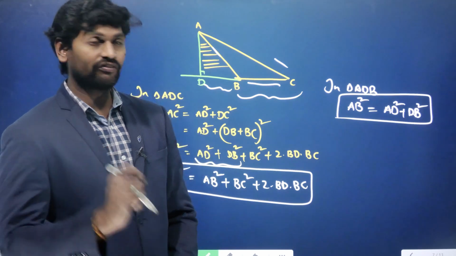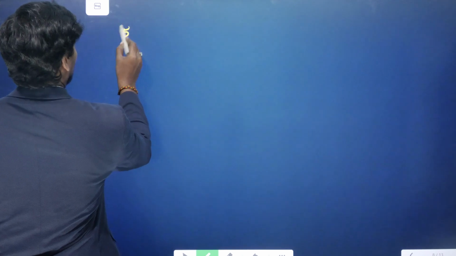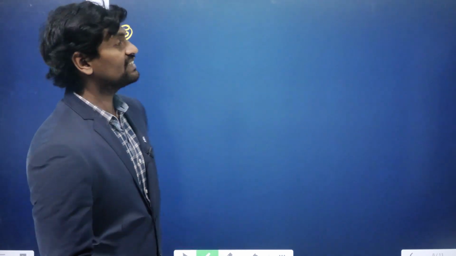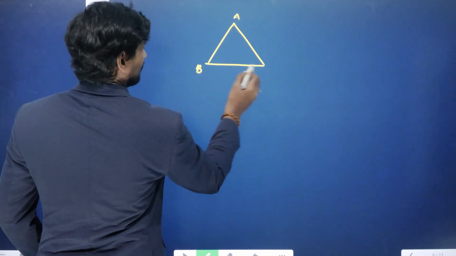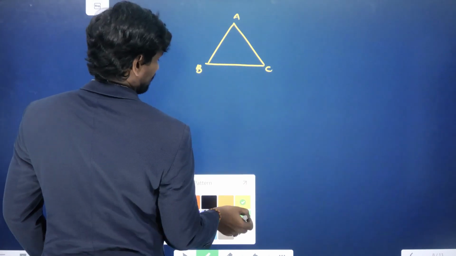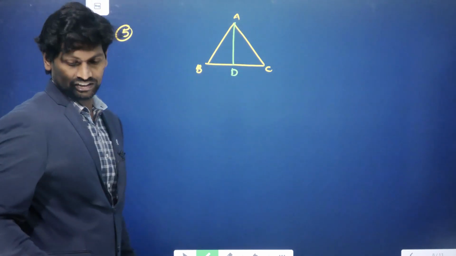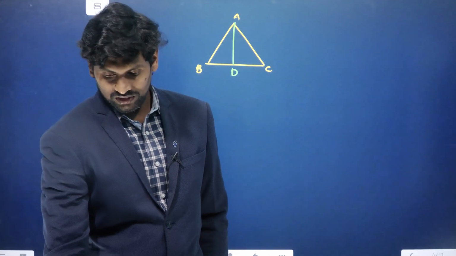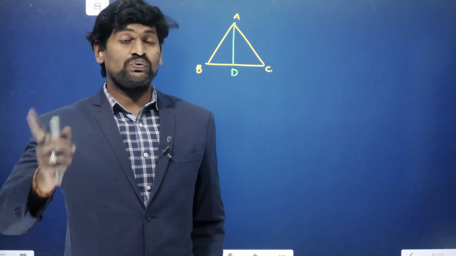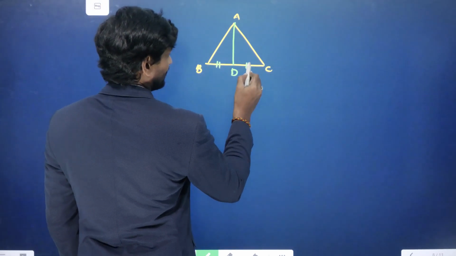Let us go to problem number 5. Problem number 5 is: in triangle ABC, AD is a median. Let us take AD as a median. Right. According to the Apollonius theorem, median means what? BD and DC are the same.